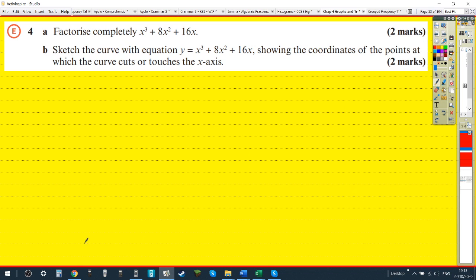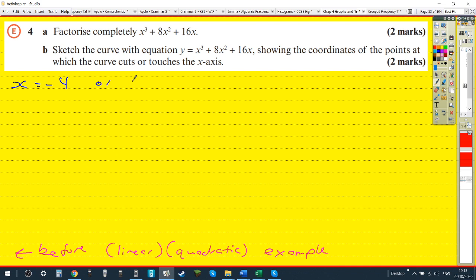So for the first one, you could put it into the calculator. So it'd be 1x cubed plus 8x squared plus 16x. So x1 is minus 4, x2 is 0. And x3, no, it's only 2. X equals minus 4 or x equals 0. Okay, so they want you to factorize it.